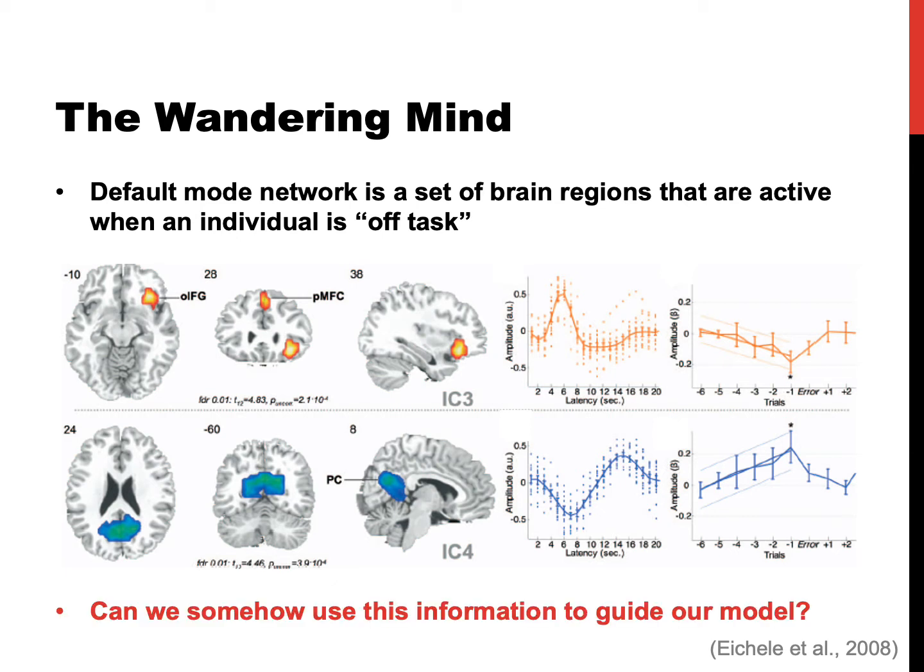Given that the brain can provide a natural covariate for decision models, the obvious question to ask is, can we somehow use the brain's trial-by-trial activity to predict someone's behavior?